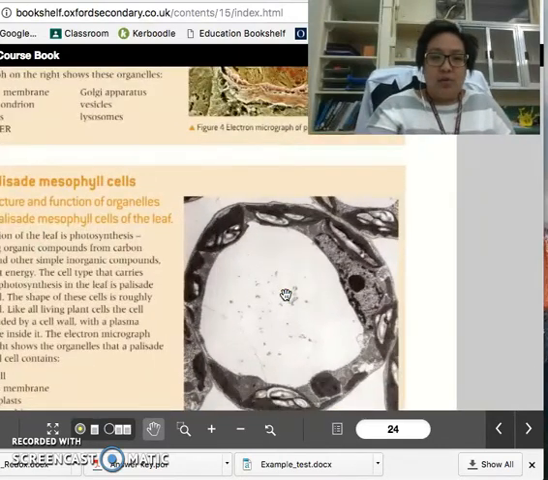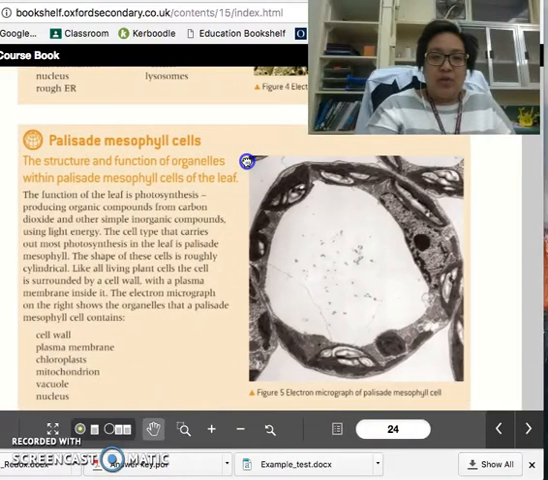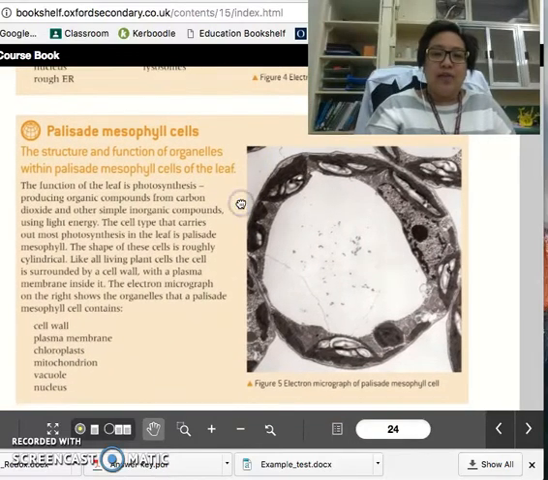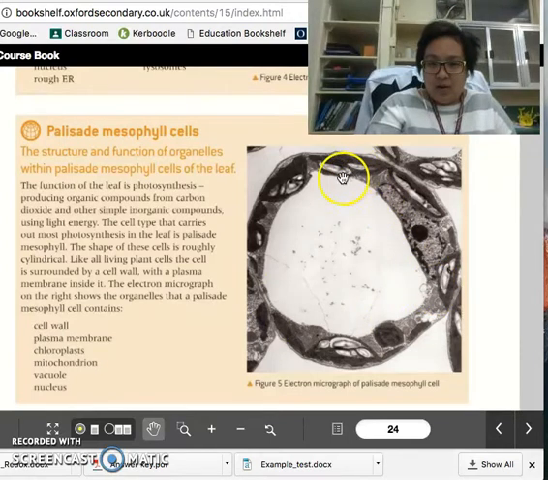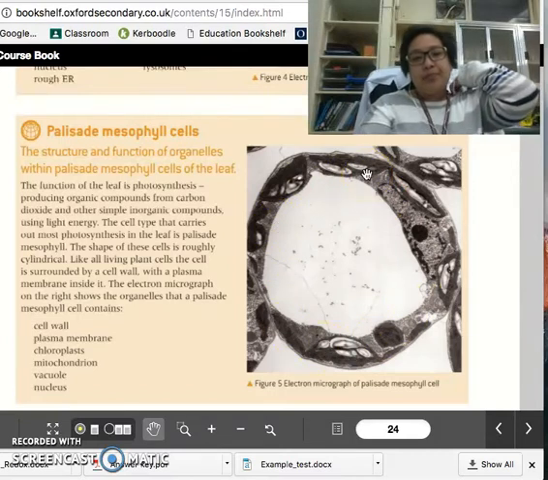Another example used by the book are your palisade mesophyll cells. As you've learned, the palisade mesophyll layer is the layer where you have cells that are in charge of photosynthesis. If you look at one palisade cell, you can see there are many chloroplasts right here. And why is that so? Because the chloroplast contains chlorophyll pigment that can absorb light. Therefore, this cell is actively involved in photosynthesis.